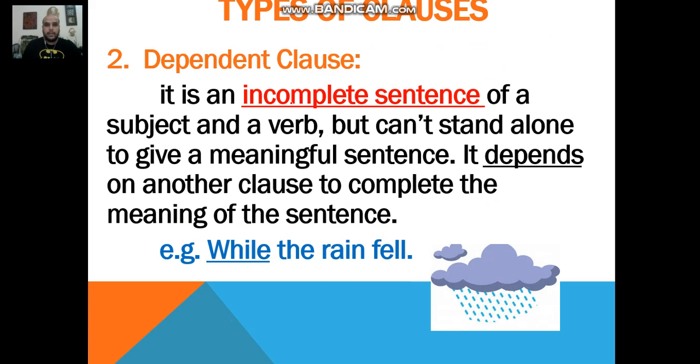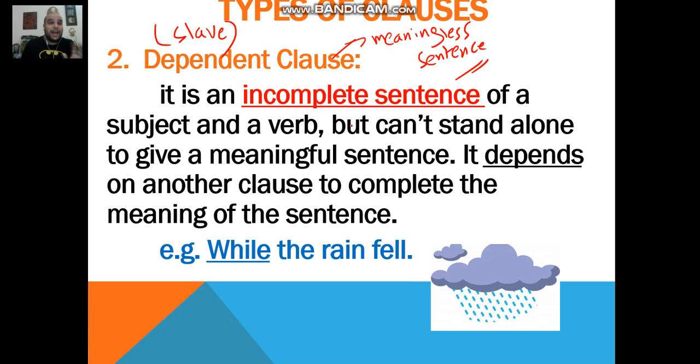Let's carry on. The second one is the dependent clause, the slave clause. And we call it a slave clause because it depends on another clause to be understood. It's an incomplete sentence, but it has a subject and a verb to be called a clause, but it can't stand alone to give a meaningful sentence. So a dependent clause is a meaningless sentence. It does not have a meaning.